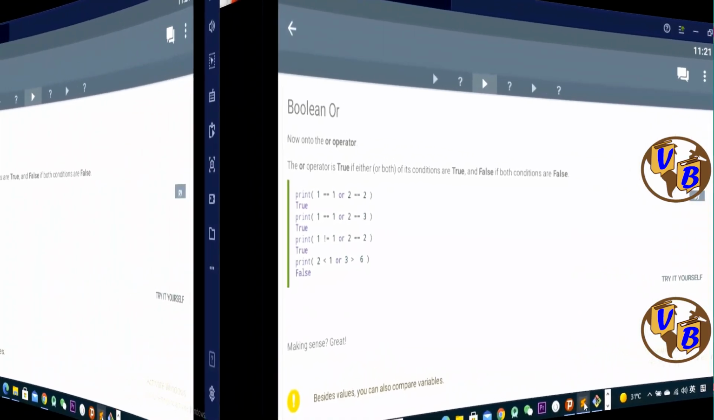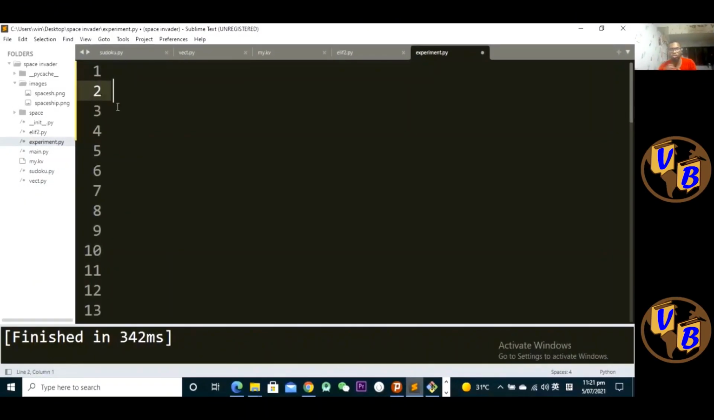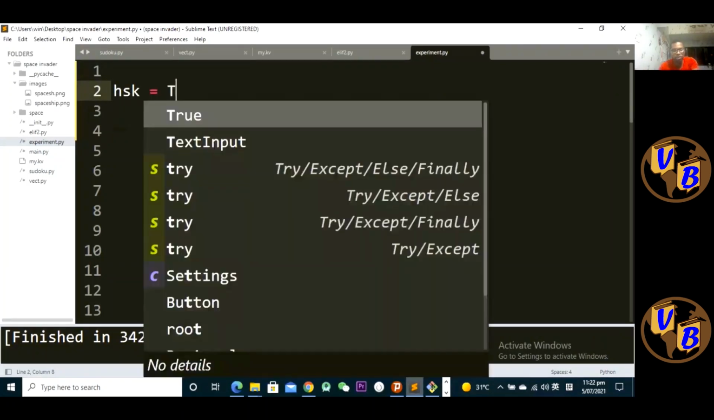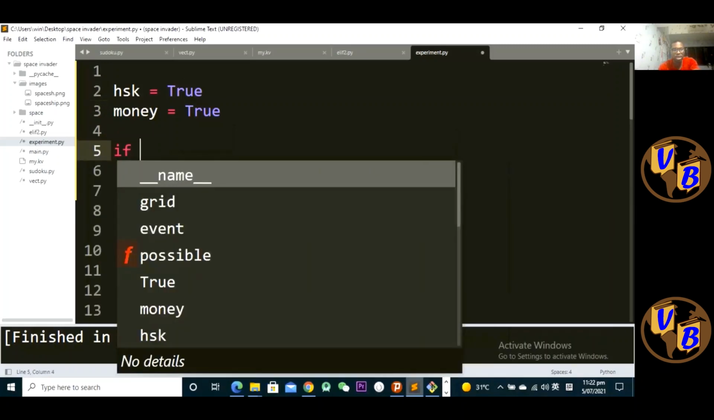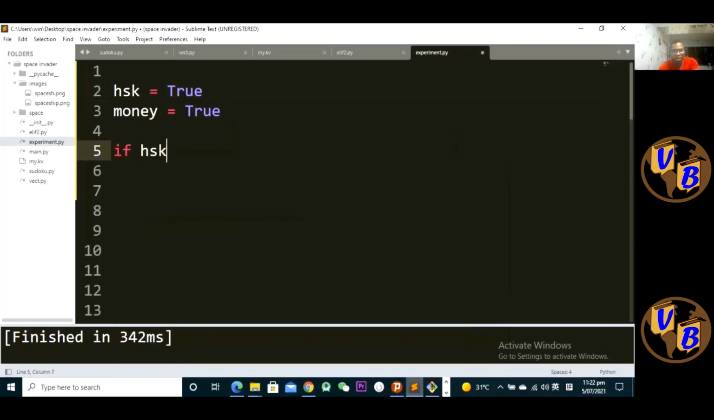the text editor. Let's say there's a school that is enrolling students, and they need you to meet certain requirements to be enrolled into the school. So let's say they need you to have HSK. Let's say you have HSK, and then you should obviously have the money to pay the fees. So let's say you have the money to pay the fees. So we can say if HSK and money, then you can be enrolled into the school.